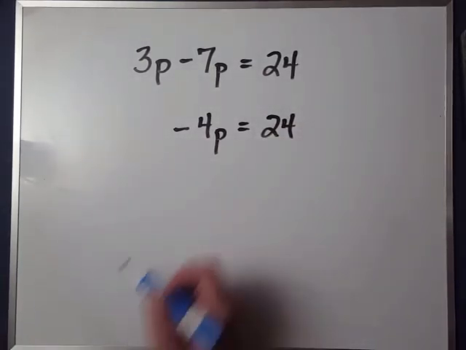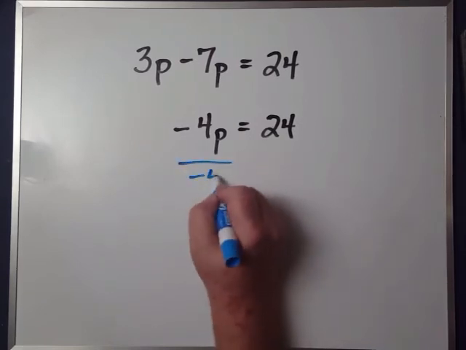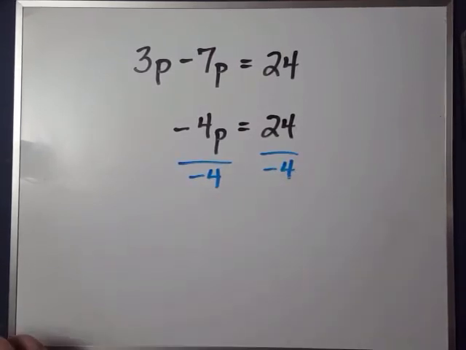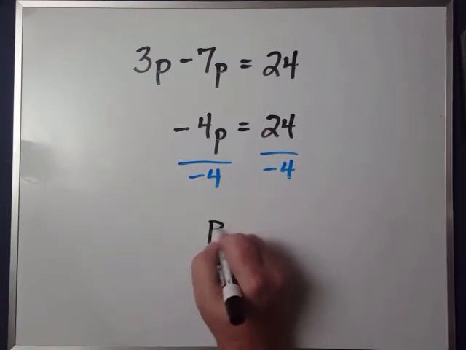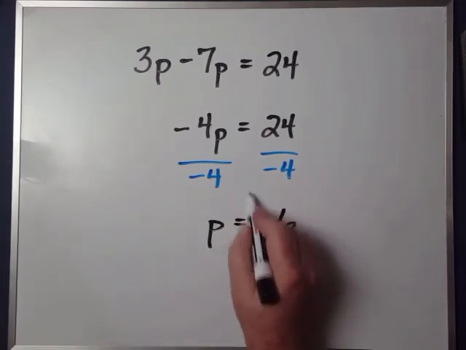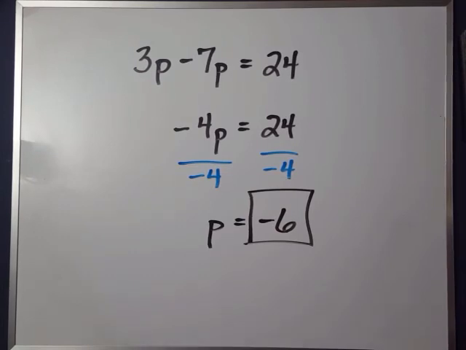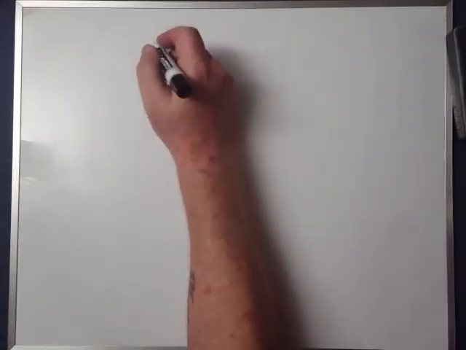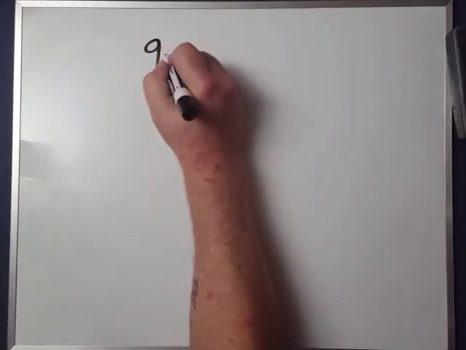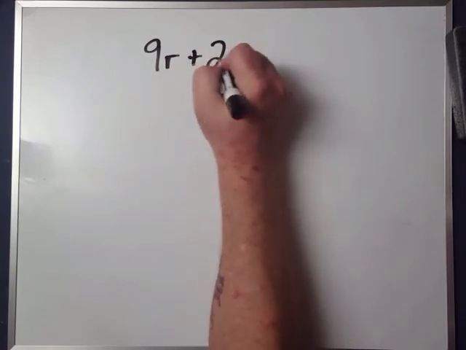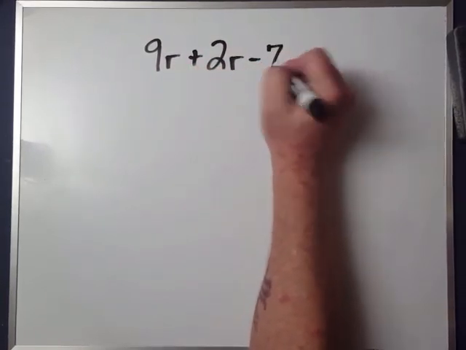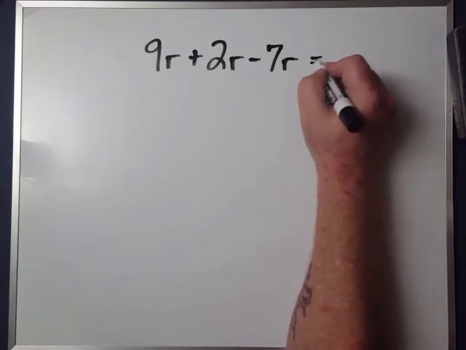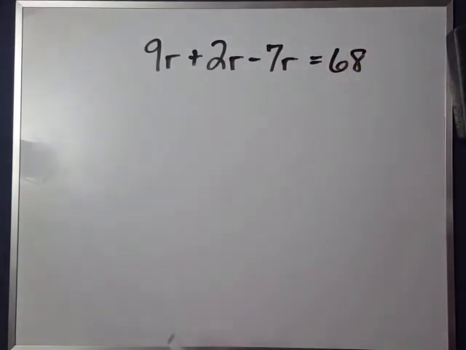Now we know what to do. The p is being multiplied by negative 4. So we divide both sides by negative 4 to leave p equals negative 6. Number 68. This one would be a good one for you to try on your own. If you want to pause the video, give this a shot before you see me work it out. Help yourself. Go ahead and give that a try if you want.